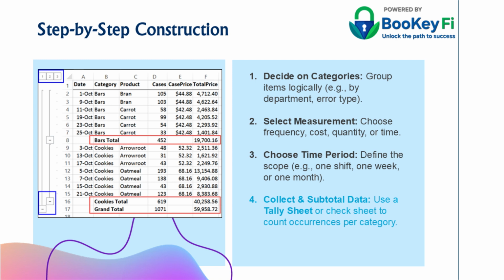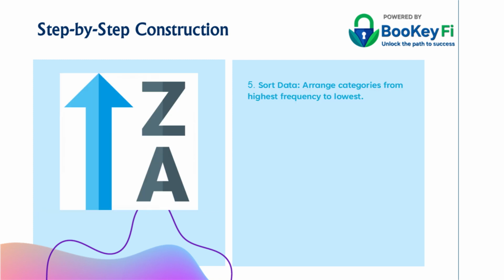This allows you to count every occurrence per category in real time, giving you the accurate totals needed to begin your ranking. You sort your data. Arrange your categories in descending order, from the highest frequency or cost to the lowest. This ensures the most significant issues are always on the left.